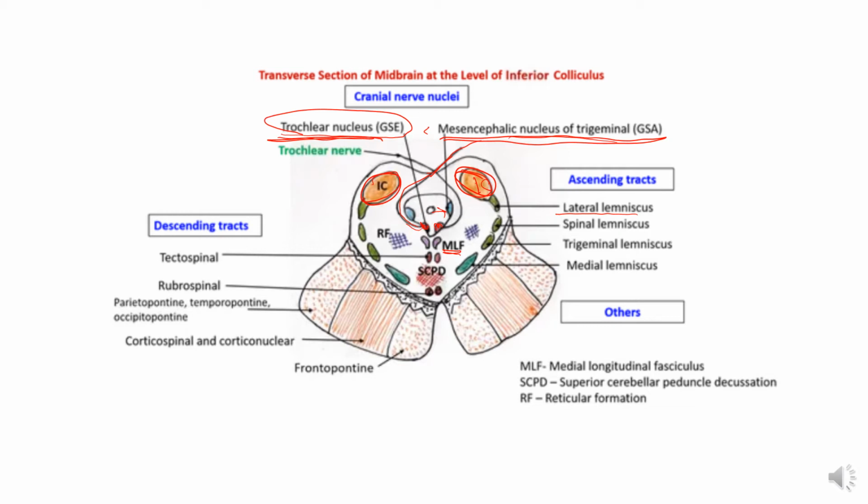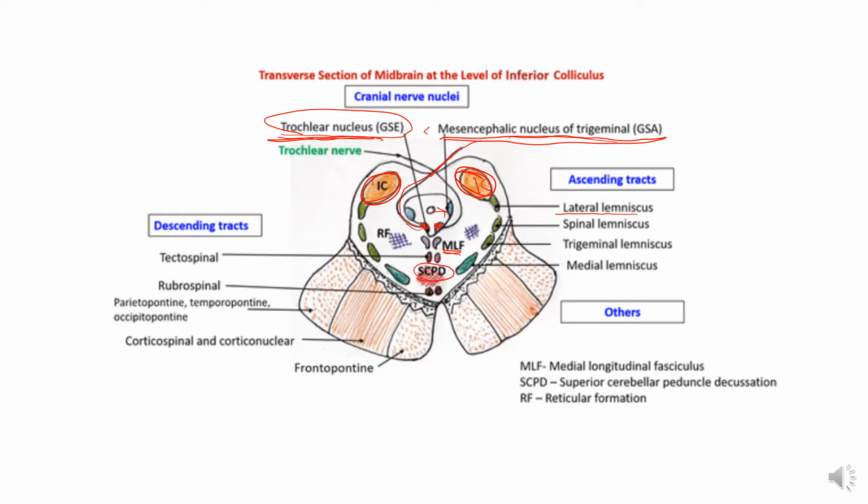The decussation of the superior cerebellar peduncles occupies the central part of the tegmentum anterior to the cerebral aqueduct. Now here, anterior to the cerebral aqueduct, the decussating fibers of the superior cerebellar peduncles occupy the central part of the tegmentum. This one.